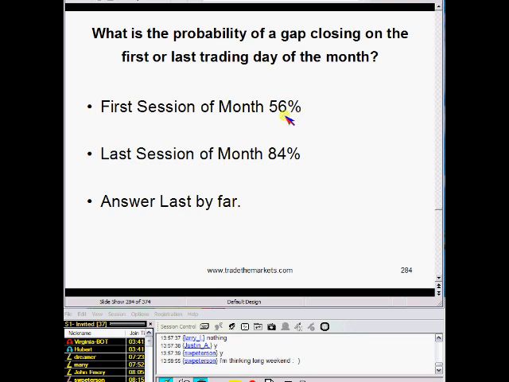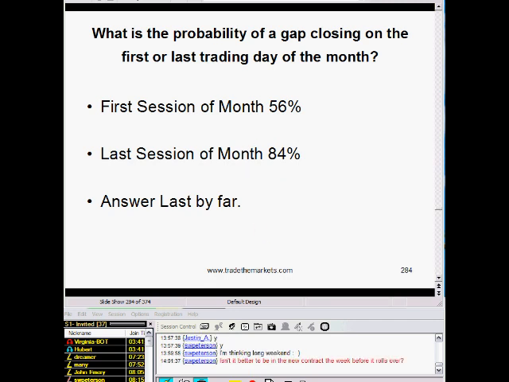Yeah. All right. So the first session of the month, the first trading day of the month, you have a 56% chance of a gap fill. Last session of the month, your odds increase dramatically, 84%. This is all really good information that you will not know unless you go back and calculate it all.